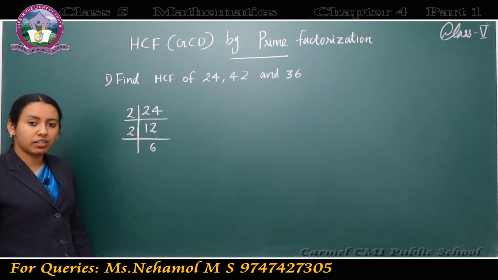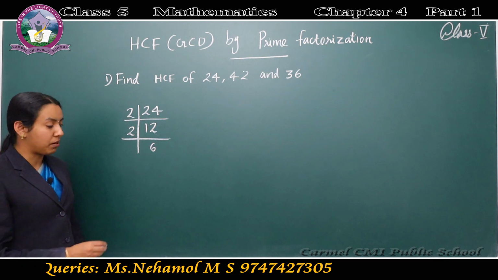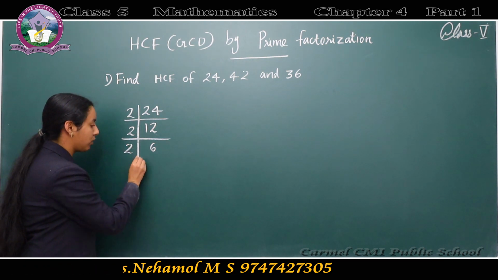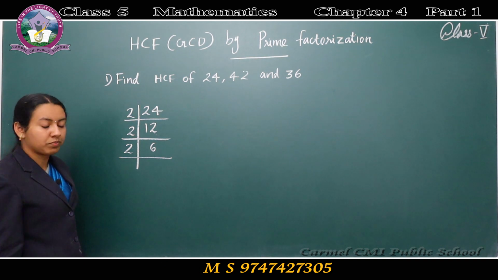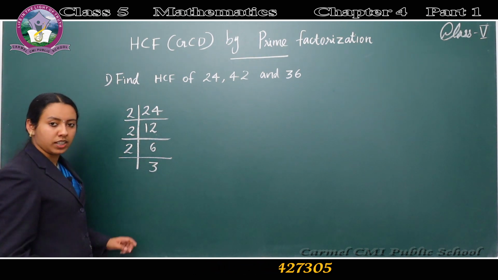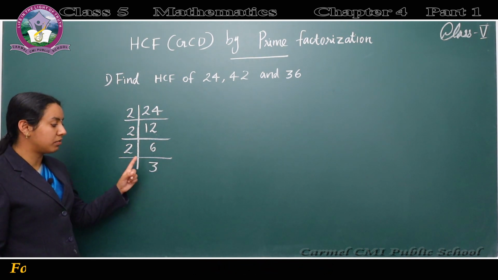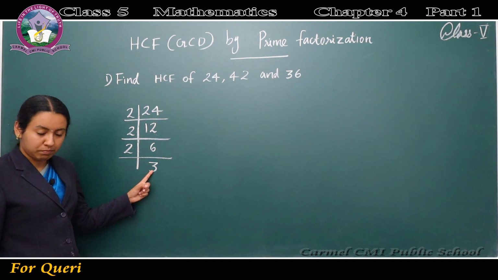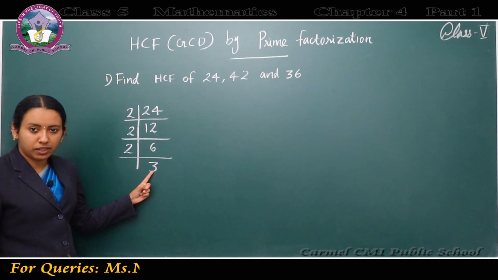6 is also an even number. It is also divisible by 2. 6 divided by 2. What is 6 divided by 2? It is 3. 3 2s are 6. So 6 divided by 2 is 3. Then we got a prime number here.